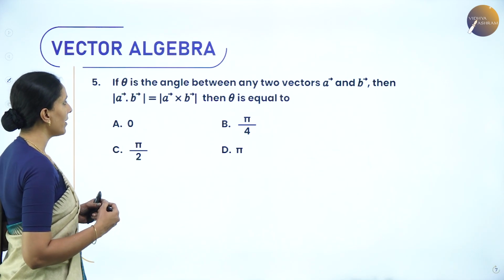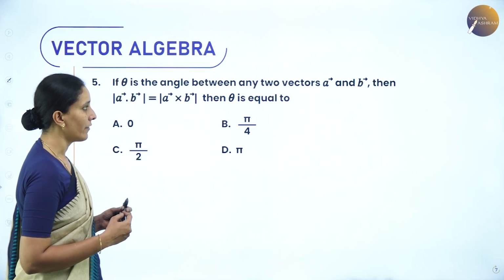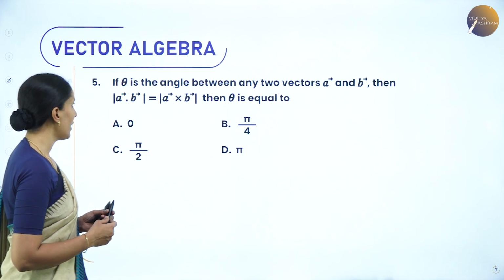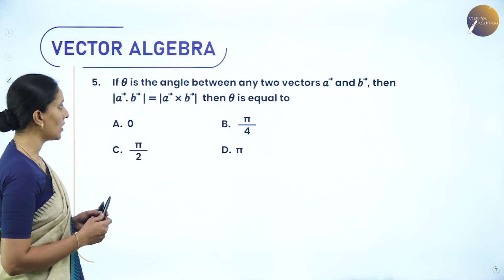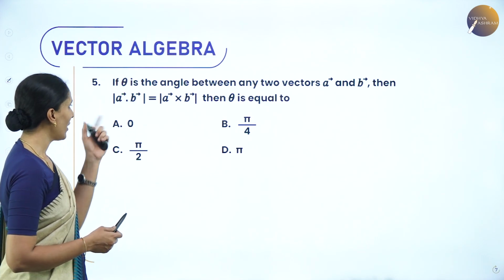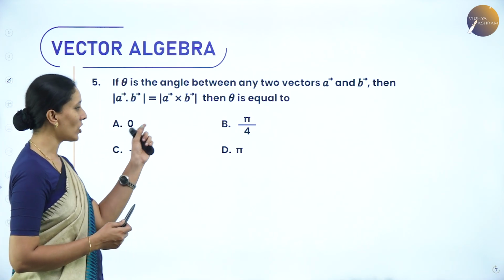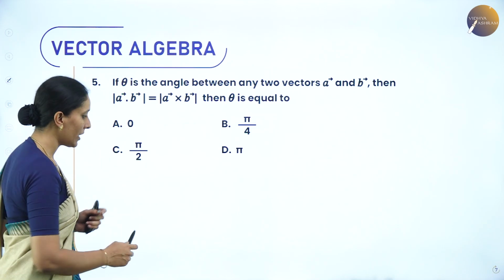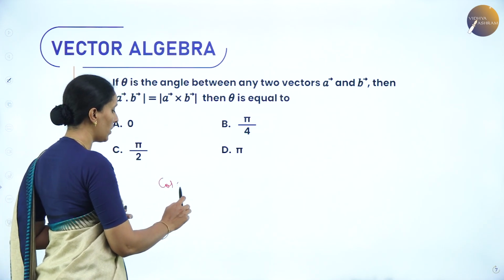Next, if theta is the angle between any two vectors, vector A and vector B, then A dot B is equal to A cross B, then theta is equal to, so that is the dot product of vectors is equal to the cross product of vectors, which means cos theta is equal to sin theta.